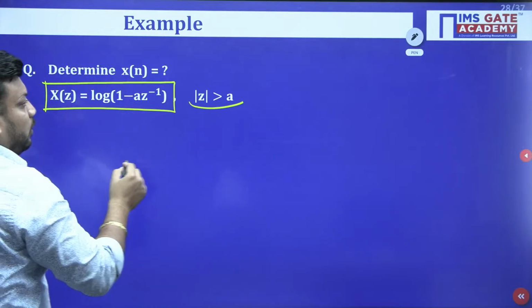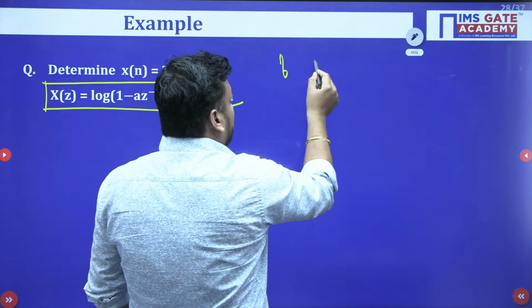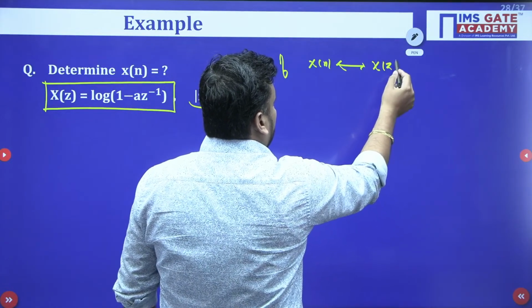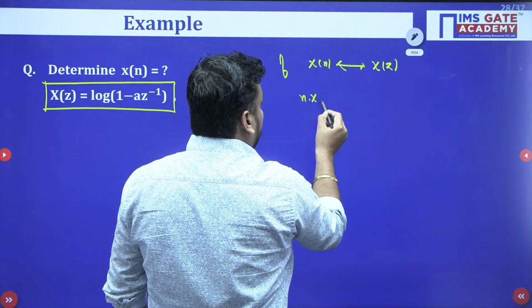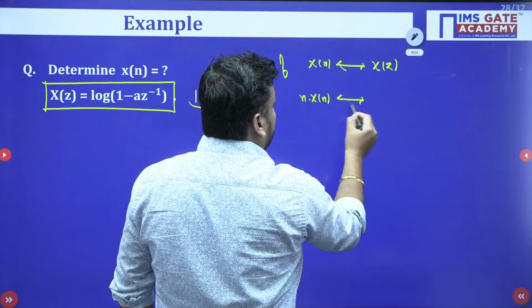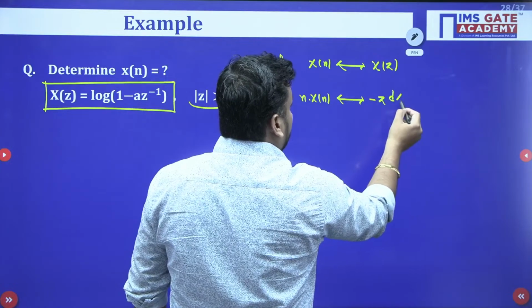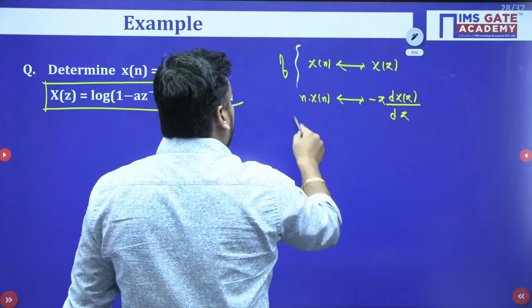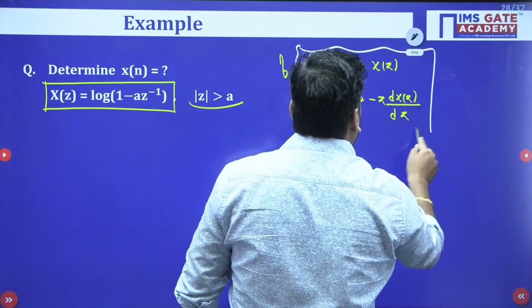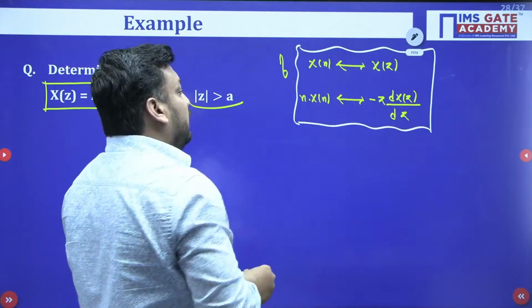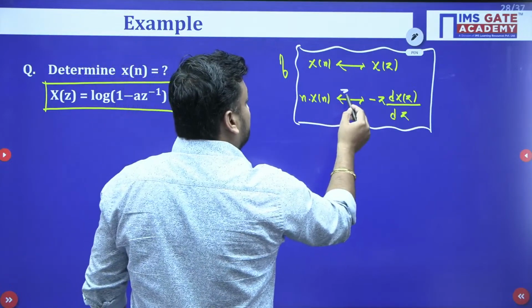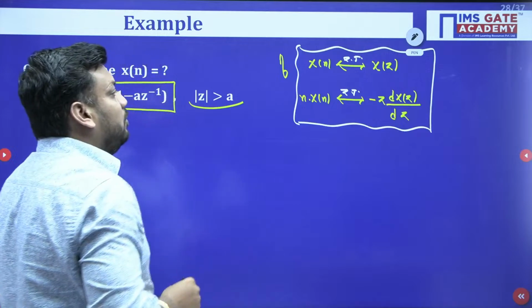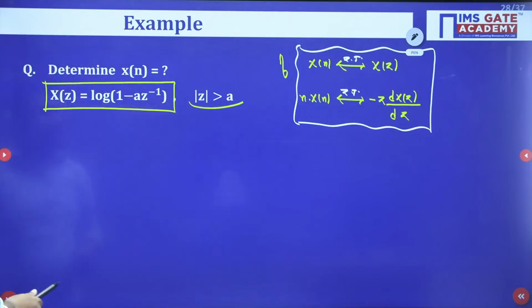Now this is again a good question. Determine x of n as an X(z), where mode of z is greater than a. We know the property, guys: if x of n has the z transform X(z), then n x of n has the z transform minus z dX(z) upon dz.